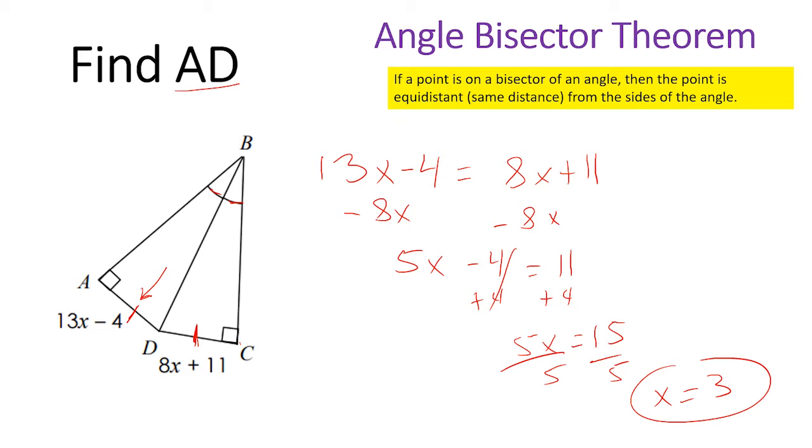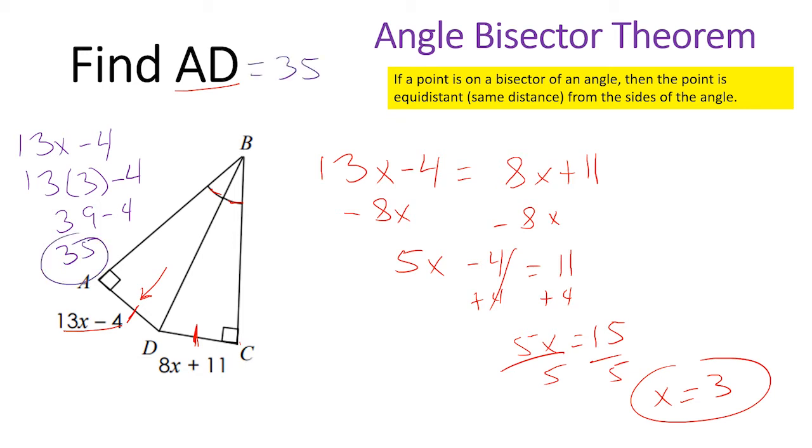We want to find AD, so we simply take 13x minus 4 and plug in x. So 13x minus 4, that is AD. 13 times 3 minus 4, 39 minus 4. So AD would be 35. All right, AD is 35.